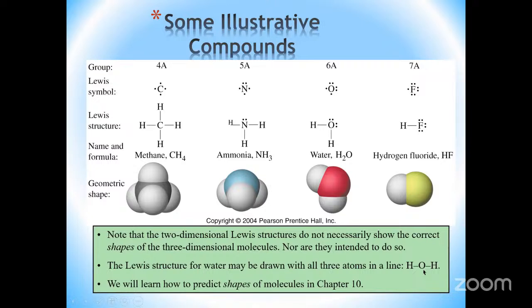You can also, as stated here, draw the Lewis structure for water with all three atoms in a line. Again, we're not concerned with that shape. So you can draw it like this, but you can also draw it like this. That's also a legitimate Lewis structure for water. Again, this is just underscoring the fact that we're not concerned about the shapes of molecules when it comes to Lewis structures. We're going to look at how we can predict the shapes in the next chapter. When you get to doing the shapes like the tetrahedral, bent, and so on.